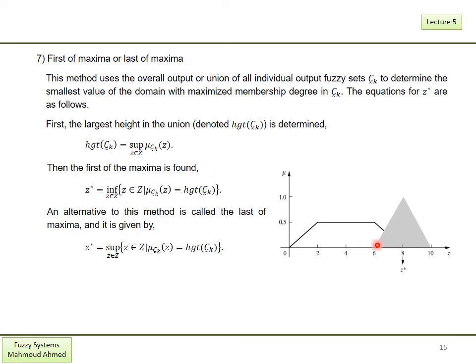So for the largest height, we simply calculate the height of this membership function, which is equal to sup of mu c k of z. And in case we have another membership function in which the maximum value is represented by a line like this, we consider this the first of maximum and this point the last of maximum. Also this can be represented with the height directly from the z-axis. So it is very simple.